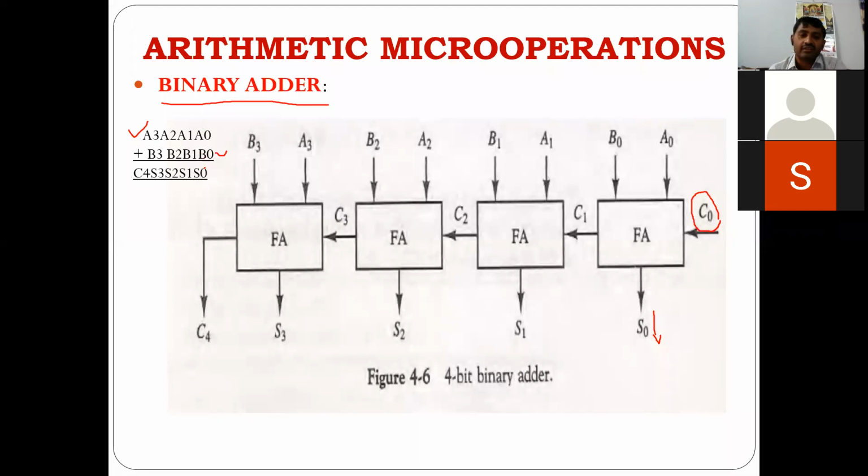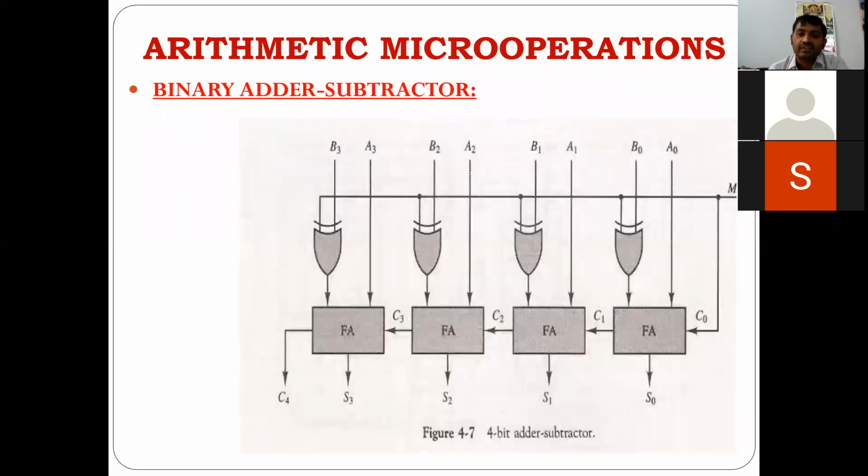So see here, A0, B0 will be giving S0, A1, B1 will be giving S1. Similar to that, finally you will be getting C4, S3, S2, S1, S0 as a sum. This circuit we already discussed, that's why I'm not going into much detail. And this circuit as well I discussed. This is an adder cum subtractor. We have got a control signal M. See that based on the control signal M, it works as a subtractor or adder.